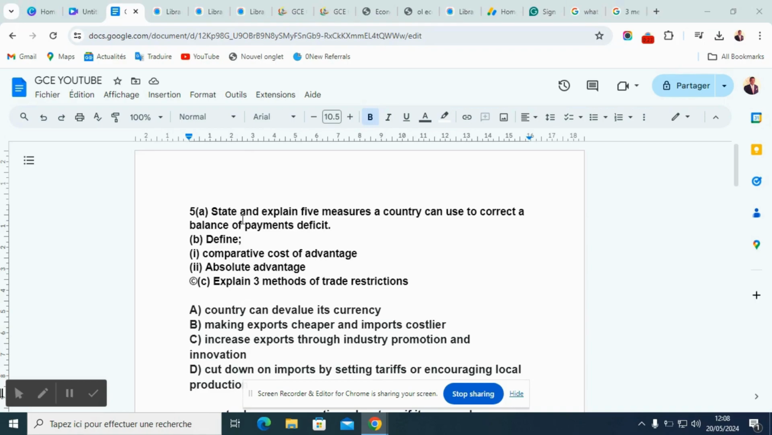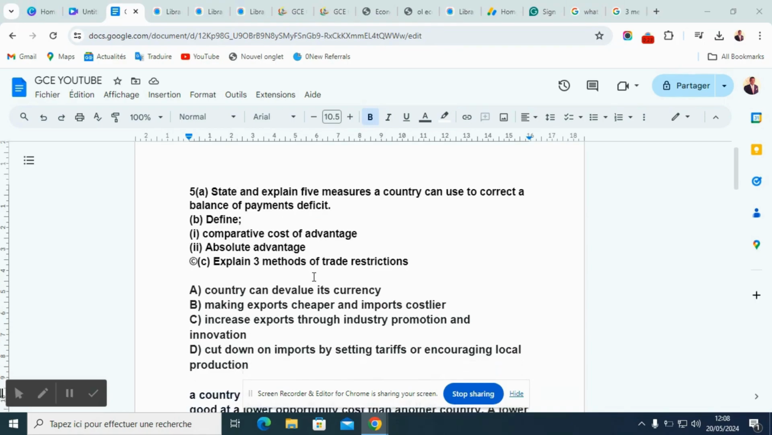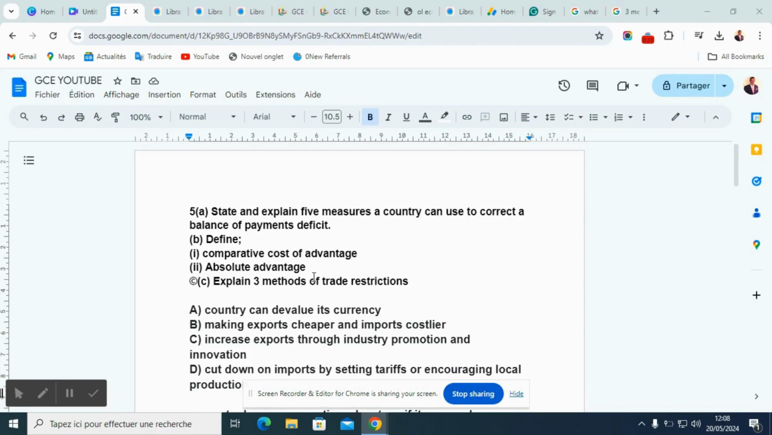We should explain 5 measures a country can use to solve the problem of balance of payment deficit. Number one, a country can devalue its currency, right? So it can devalue its currency.